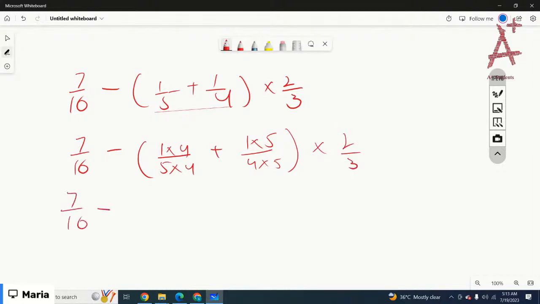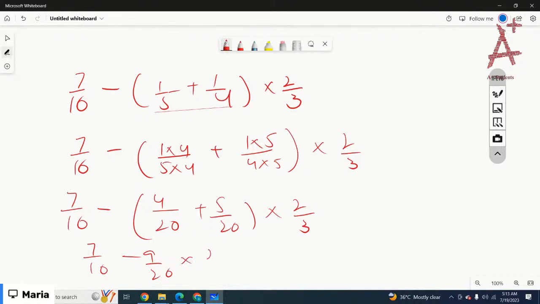So it would be 7 over 10 minus 4 times 1 is 4 over 20, and 5 times 1 is 5 over 20. So 5 plus 4 is 9 over 20. Okay, now you can see a subtraction and multiplication, but you have to multiply first because multiplication has higher priority over subtraction. So it would be 7 over 10 minus 9 times 2 is 18, and 20 times 3 is 60.